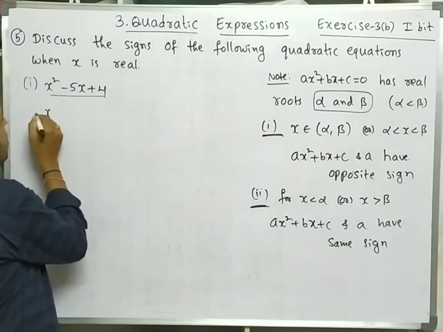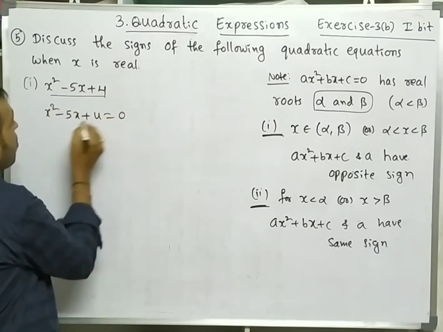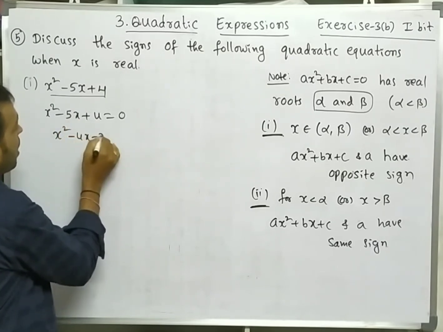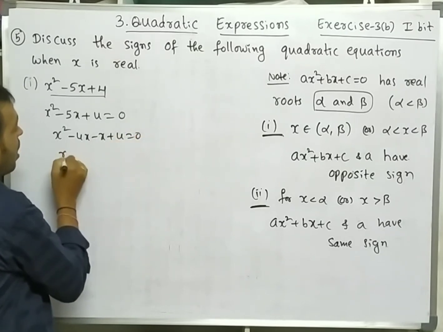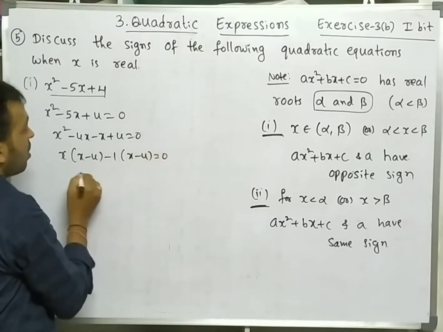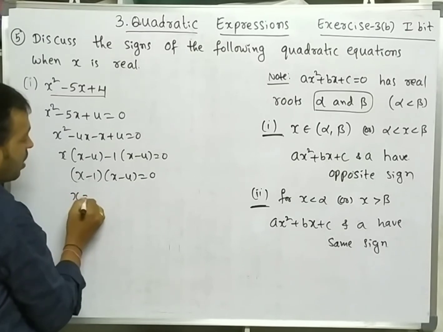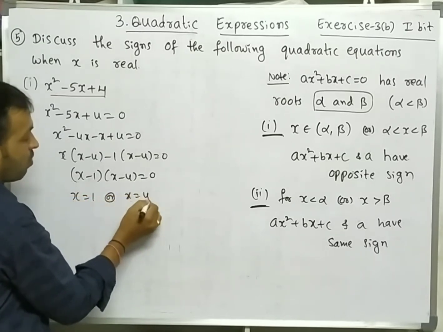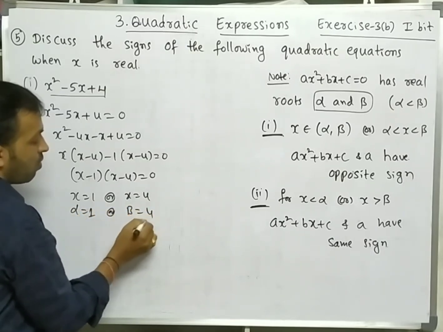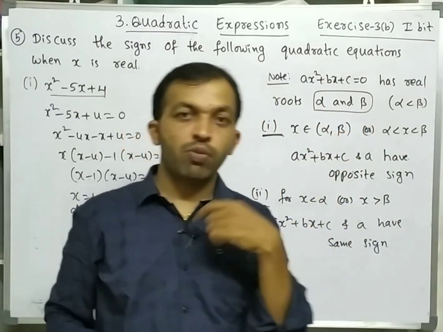So here x square minus 5x plus 4 is equal to 0. So x square minus 4x minus x plus 4 is equal to 0. As x is common, x minus 4 remains. So from this, x minus 1 into x minus 4 is equal to 0. x is equal to 1 or x is equal to 4. So alpha is equal to 1 and beta is equal to 4, where alpha is less than beta. Alpha, beta are the roots which we got.